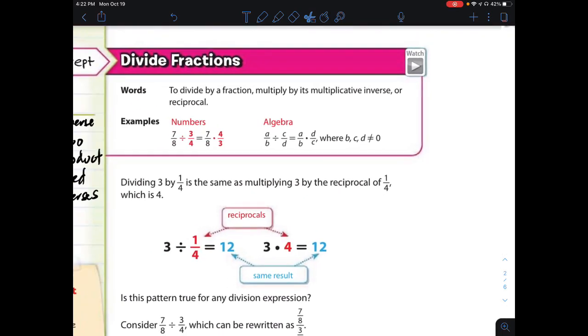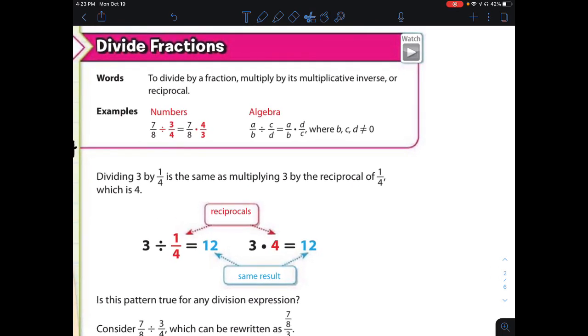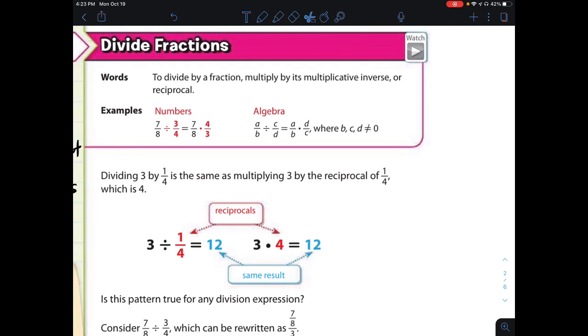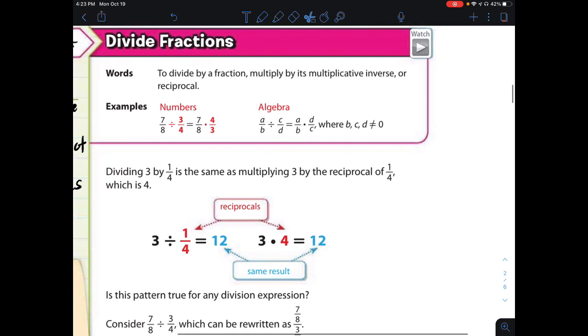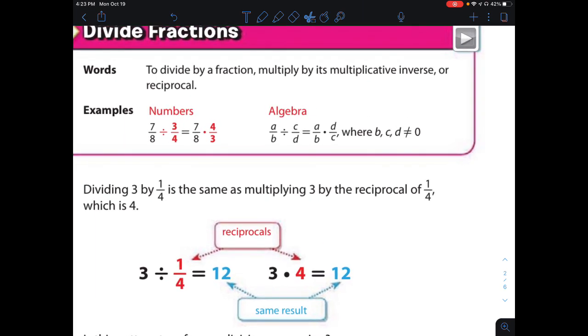So today's lesson will be about dividing fractions, chapter 4, lesson 8, the last lesson for this video and for this chapter. The key concept of this lesson is to divide by a fraction. You need to multiply by its multiplicative inverse, or reciprocal. We need to know what a multiplicative inverse or a reciprocal is.